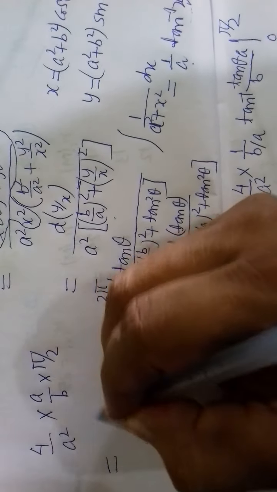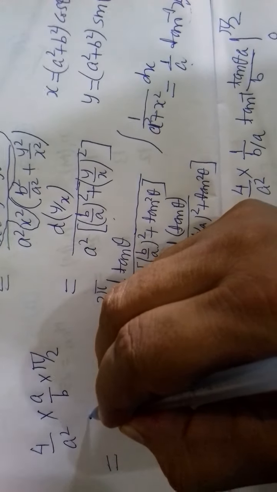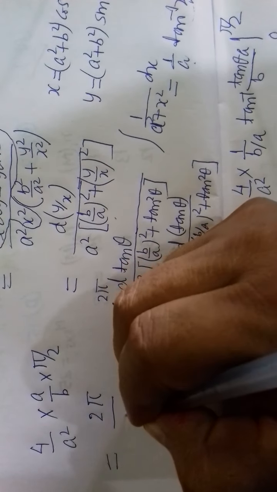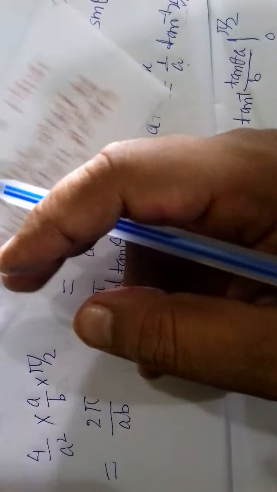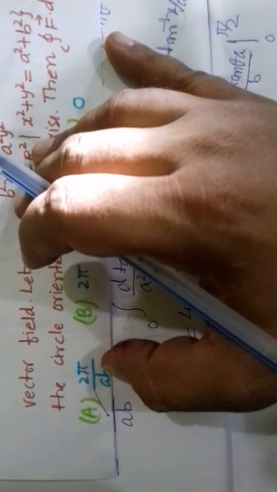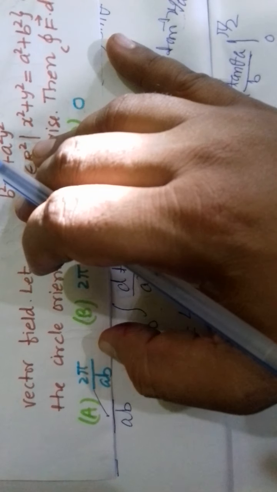So this expression becomes 2 pi by ab, and you see this 2 pi by ab in option a. So a is our correct option.